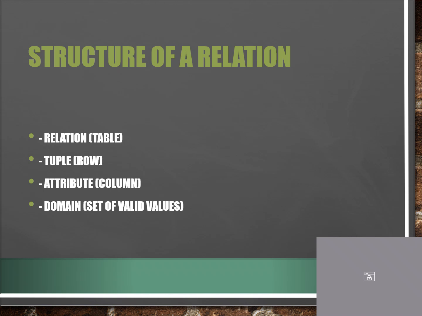The structure of a relation contains a relation, that is a table, a tuple, that is a row, an attribute, that is a column, and a domain, that is a set of values. In a relation, the table is organized with rows as records or tuples and columns as attributes. Each row represents a single record or instance of an entity or a relationship, and each column represents a specific characteristic or attribute of the entity. And the relation schema consists of the relation name and the attributes. The relation name is the name of the table, and the attributes are the columns of the table.